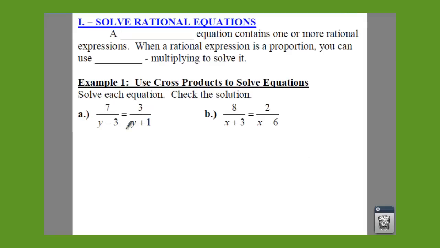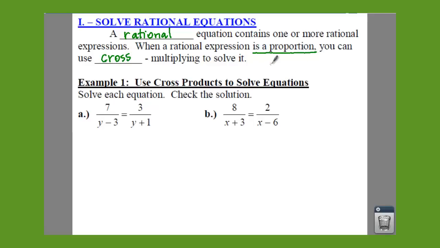So let's look at our vocab here. We're going to have a rational equation. This contains one or more rational expressions. So whenever you want to solve these, when it is a proportion, you can actually use cross multiplying.